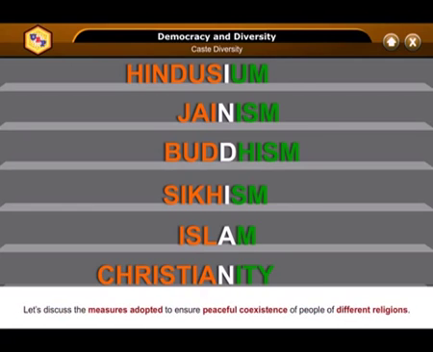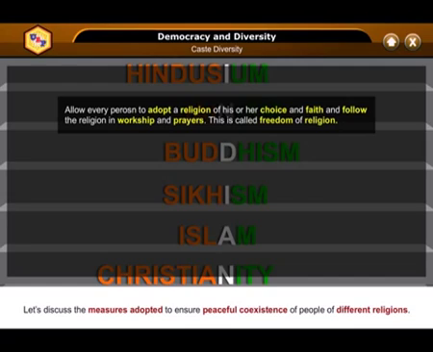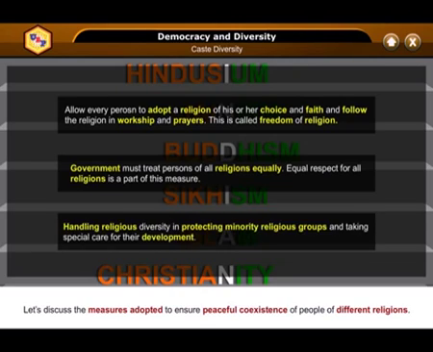Let's discuss the measures adopted to ensure peaceful coexistence of people of different religions. Allow every person to adopt a religion of his or her choice and faith and follow the religion in worship and prayers. This is called freedom of religion. Government must treat persons of all religions equally. Equal respect for all religions is a part of this measure. Handling religious diversity includes protecting minority religious groups and taking special care for their development.